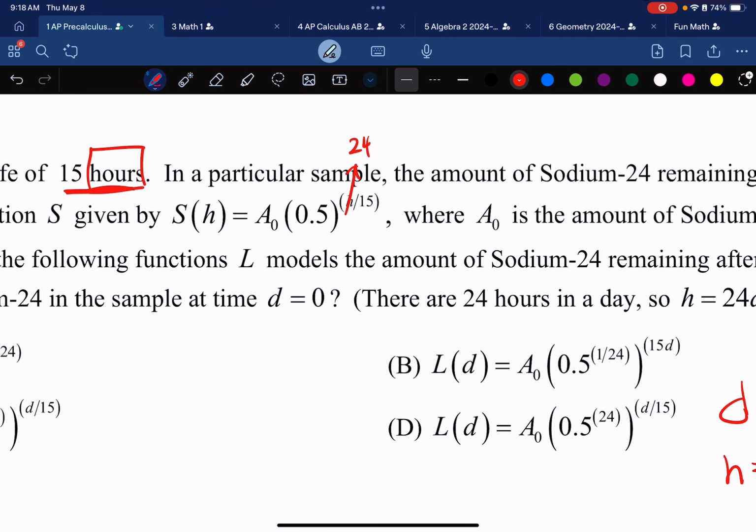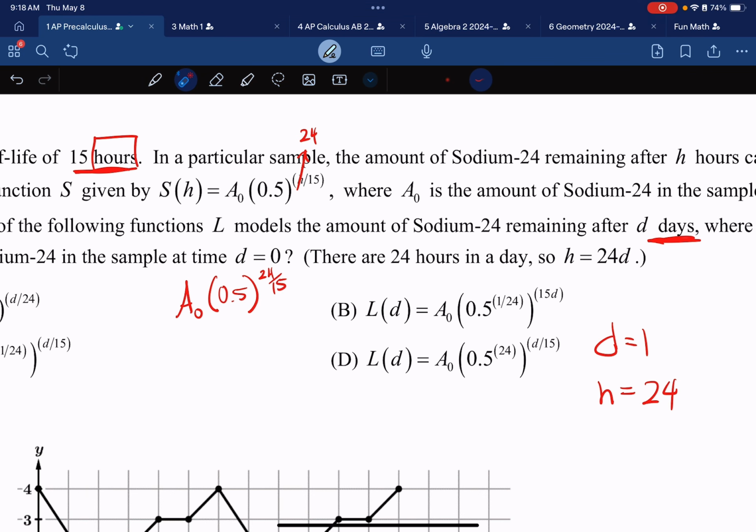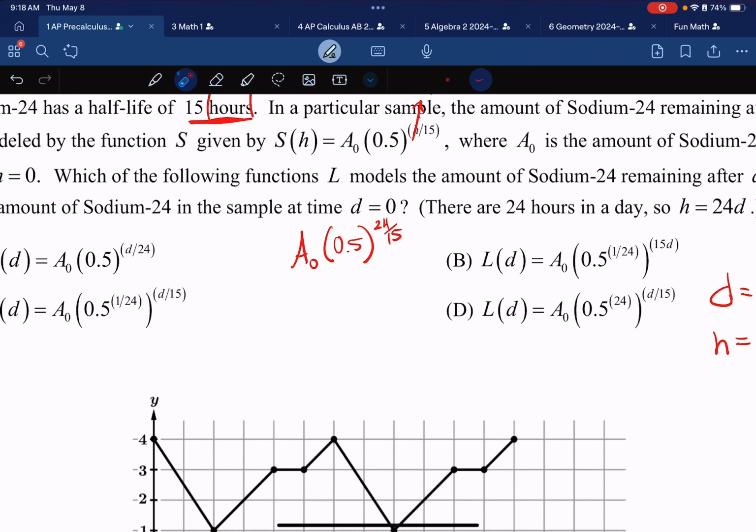So I'm comparing all of these forms to a sub 0 of 0.5 to the power of 24 over 15. As long as we get a 24 over 15 for this exponent, we should be in good shape. So let's plug in D is equal to 1. When I plug in D is equal to 1 here, I get 15 over 24, which is not what I want. If I plug in D is equal to 1 here, I get 15 and 24 both in the denominator, and I don't know what 15 times 24 is in my head, but I know that denominator is gigantic, and you definitely don't get 24 over 15.